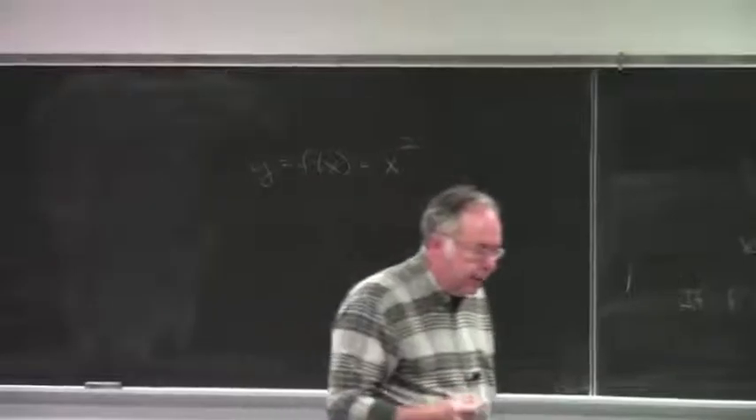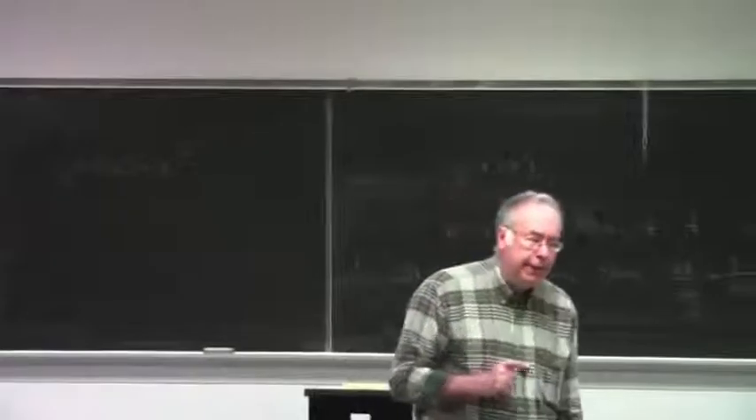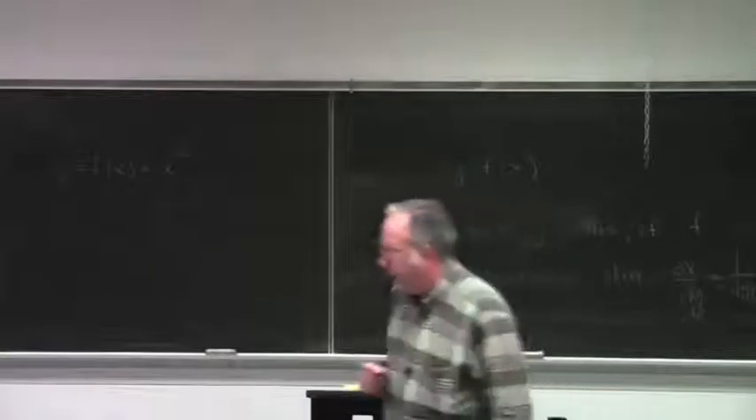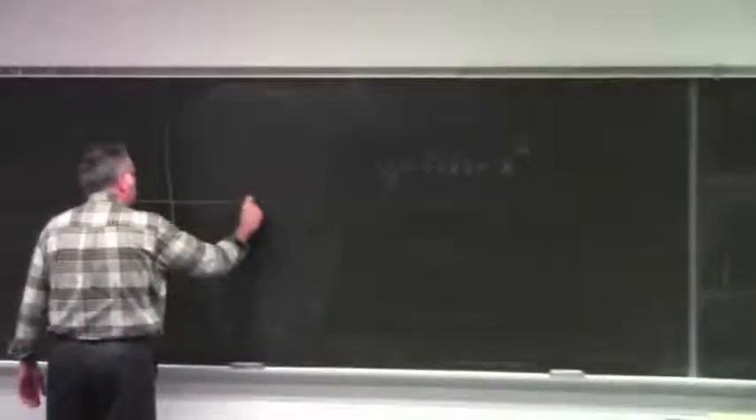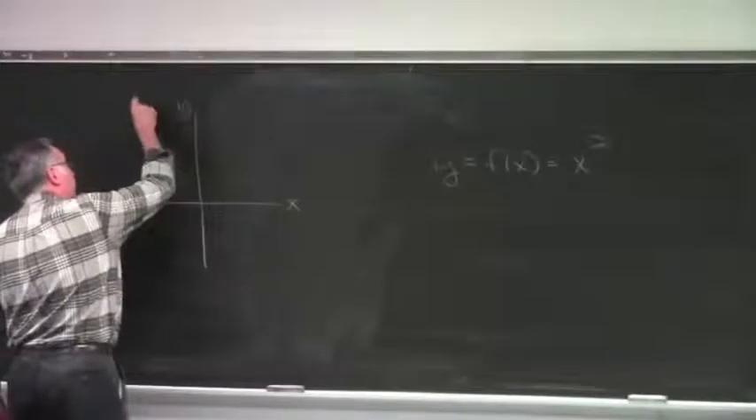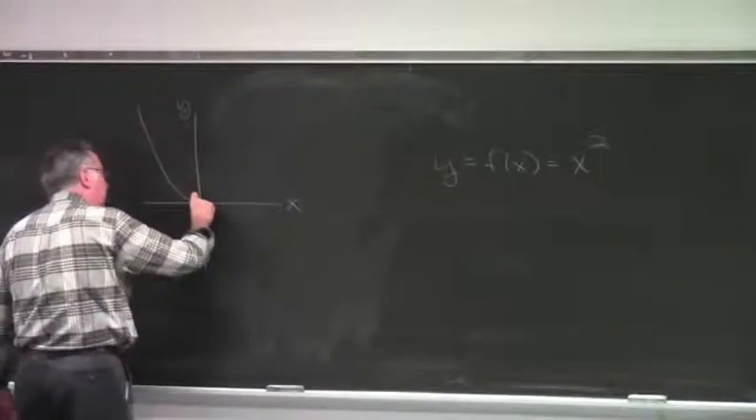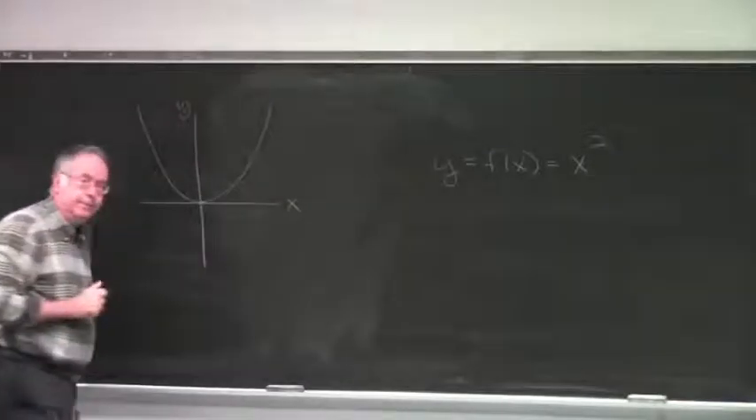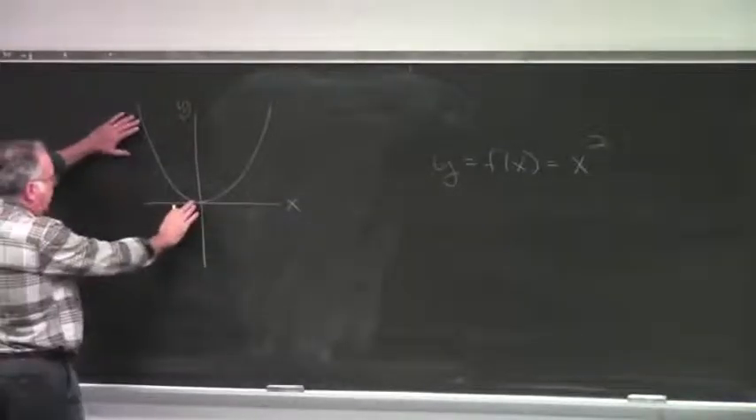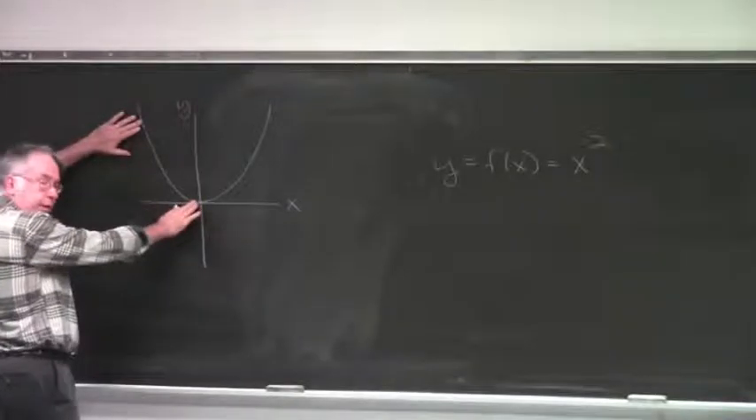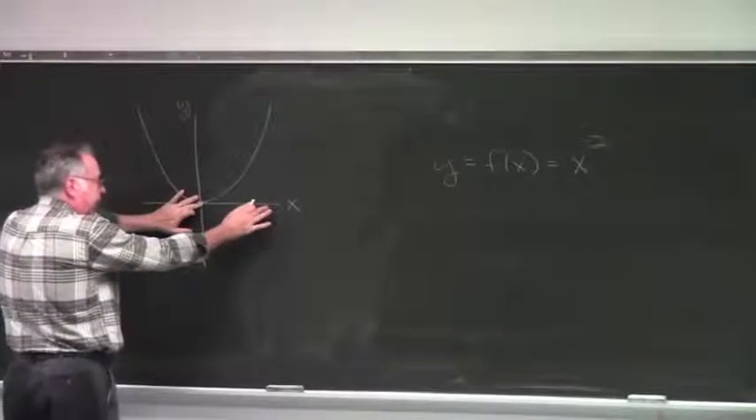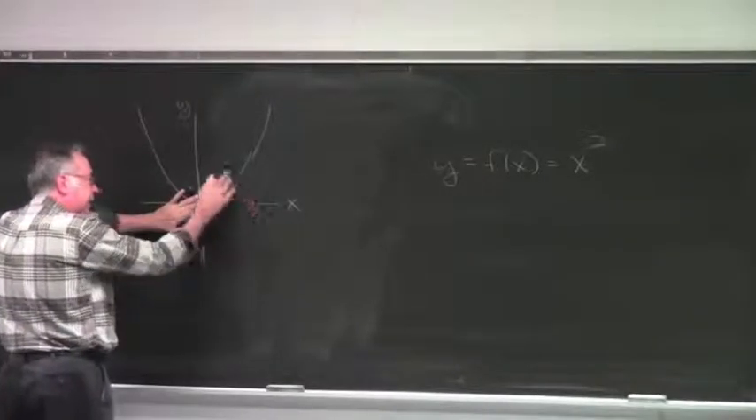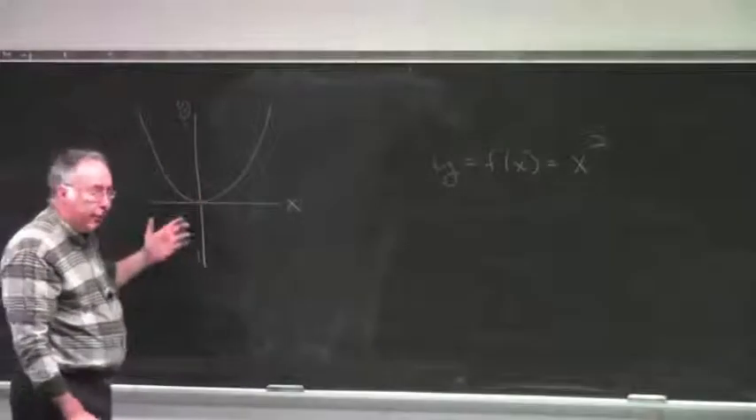Is this function monotonic? No. Because if you just graph it, it looks like this. Its graph is a parabola. In this section right here, notice the function is decreasing. As x gets bigger, y gets smaller. But in this half, for x greater than 0, it's increasing. As x gets bigger, y gets bigger. So this function is not monotonic.